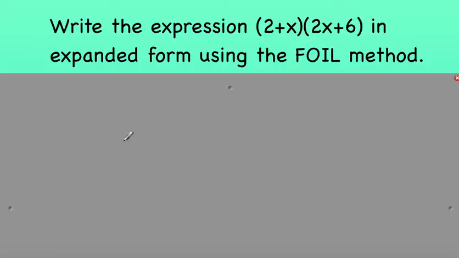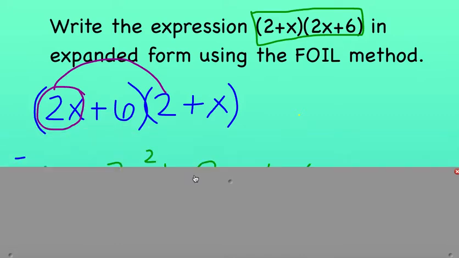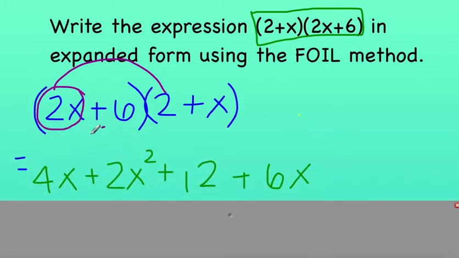Okay, so it says write the expression for our third example of 2 plus x and 2x plus 6 in expanded form using our FOIL method. Well, this looks oddly familiar from the last slide before, but we're using a different method. So we have the FOIL method. As you can see, I just rewrote the problem here, but I wanted to show you how we're breaking this down. So we're going to take this first term, and I know I rewrote it, but just bear with me. I have a 2x times a 2, which is going to give me my 4x right here.